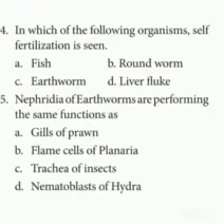Fourth one, in which of the following organisms is self-fertilization seen? Self-fertilization is seen in liver fluke. Fifth one, nephridia of earthworms are performing the same function as, nephridia is helpful for excretion. So this has flame cells of planarian. Flame cells are also responsible for excretion, whereas gills and trachea are used for respiration. So the answer is flame cells of planarian.